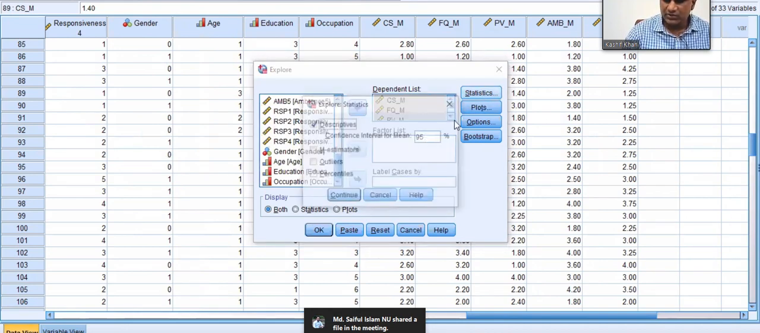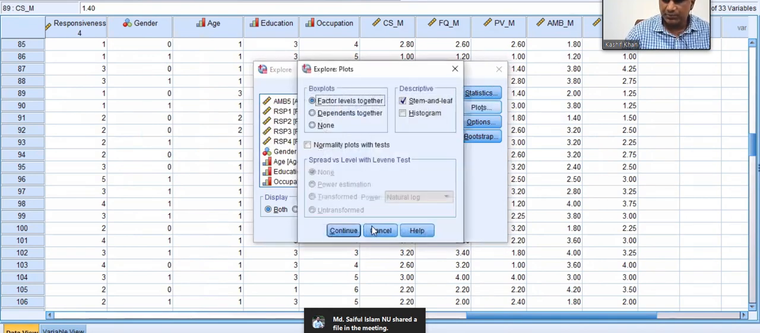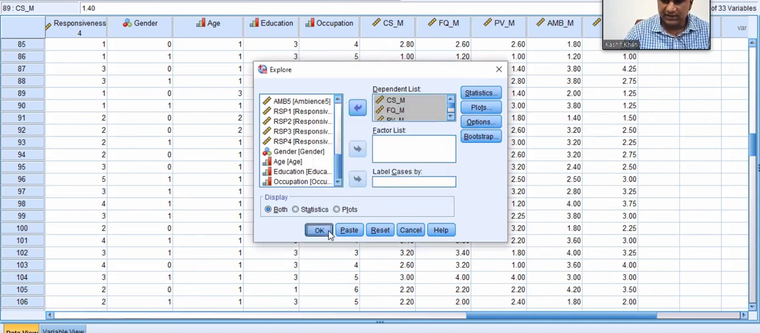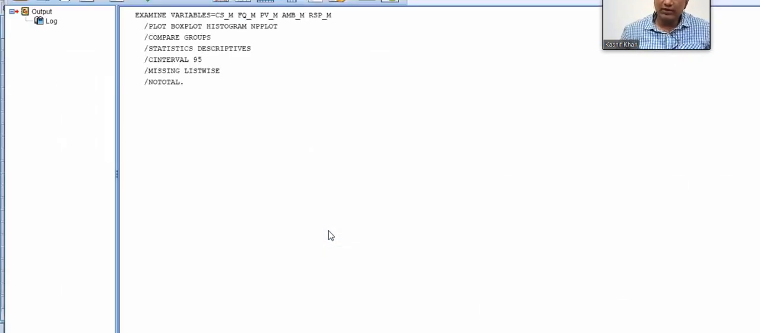Okay, and then statistics, leave as it is, plots. Normality plots with tests. I've selected here histogram, stem and leaf, I don't need that, I don't like it. And I've checked normality plots with tests, continue, and the options, I just leave as they are and click OK. So what are the options?